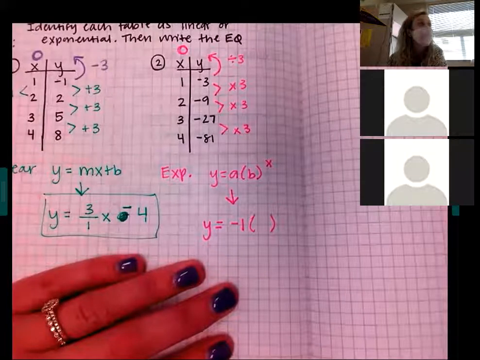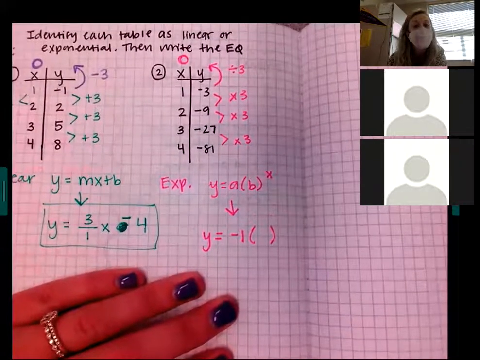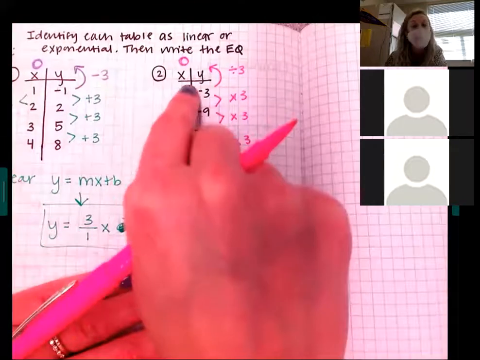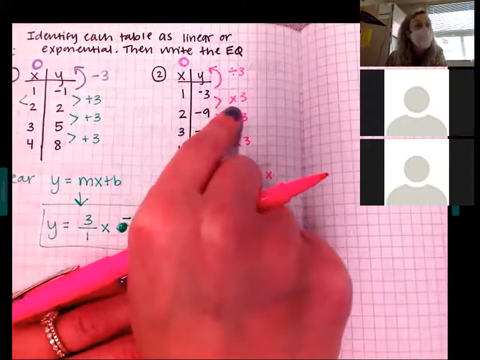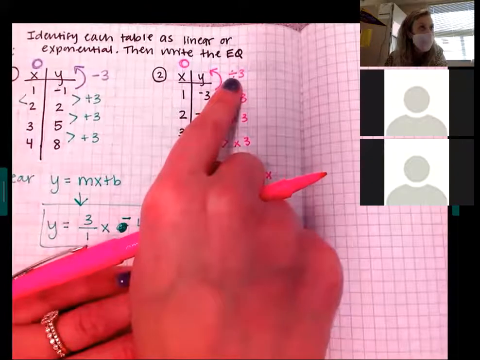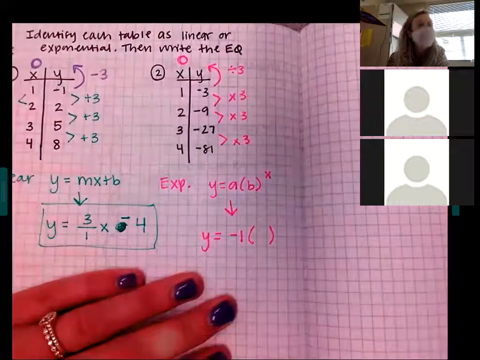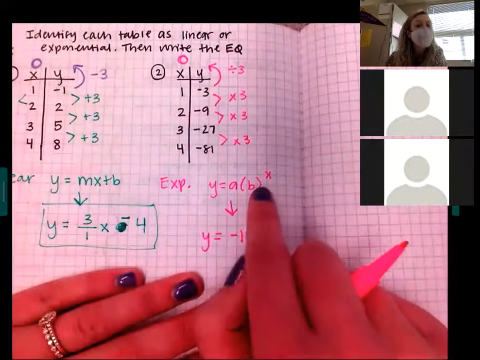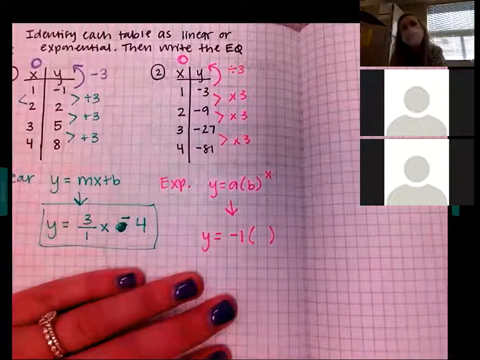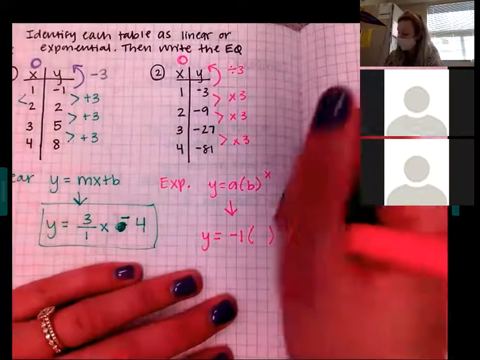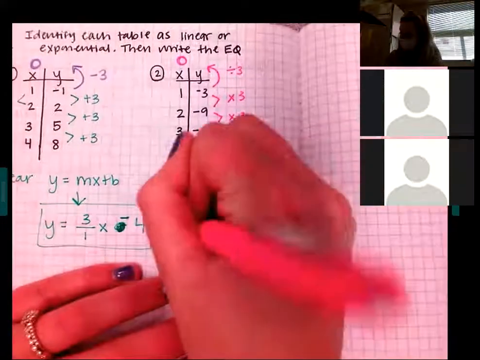-1. -1 is the initial. Does everybody understand how we got -1? We worked backwards to find where x was 0. So instead of multiplying by 3, we divided. You okay, Carter? Okay. Now, the B, what does the B stand for? The factor. So what were we multiplying by each time, Tay? 3. This is your equation.